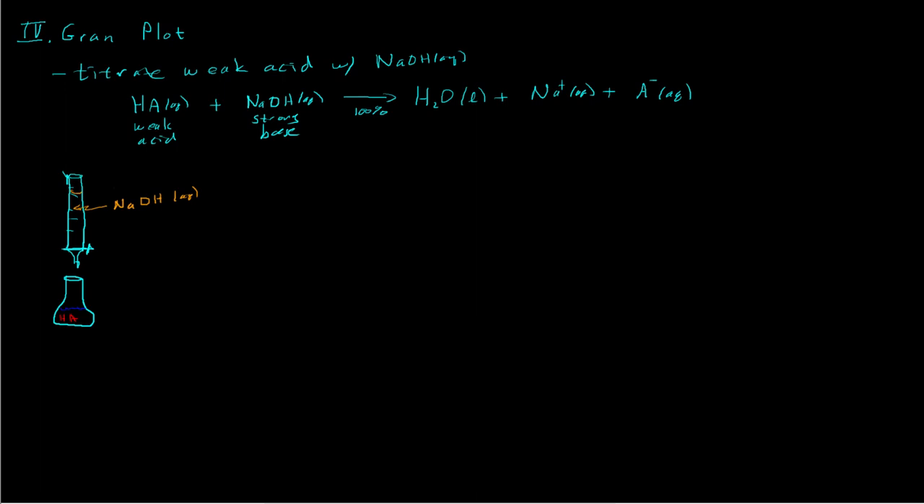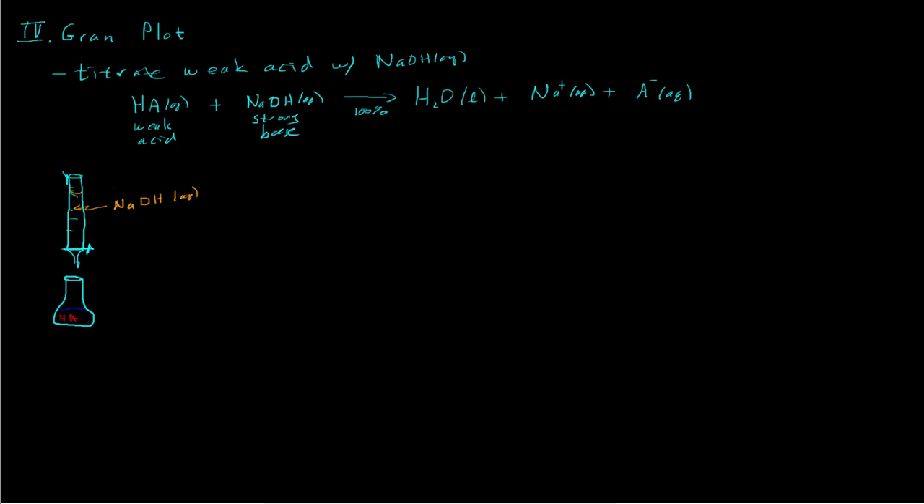And so then we've got our strong base, which is our titrant. And because it's a strong base, it's going to react essentially 100% with our weak acid to make water when the H plus attaches itself to the OH minus, the hydroxide. And then we'll end up with sodium cations and then the conjugate base, A minus, of our acid.